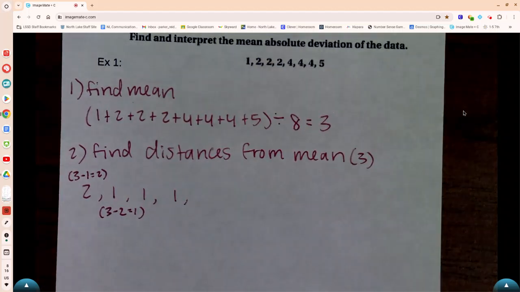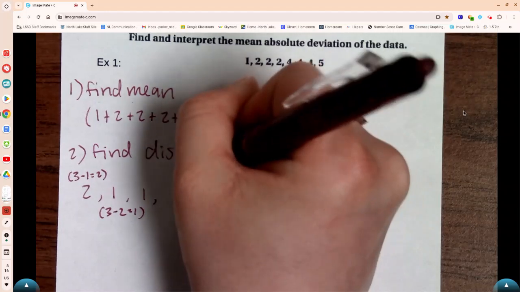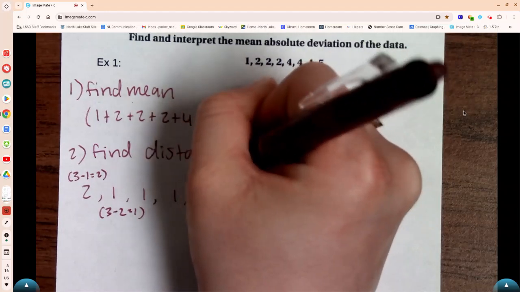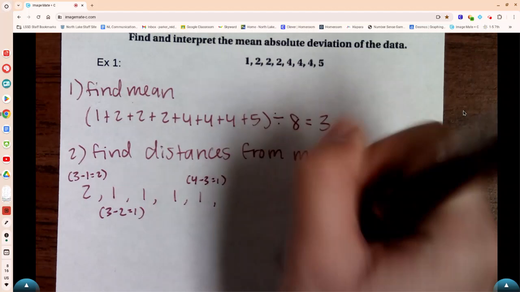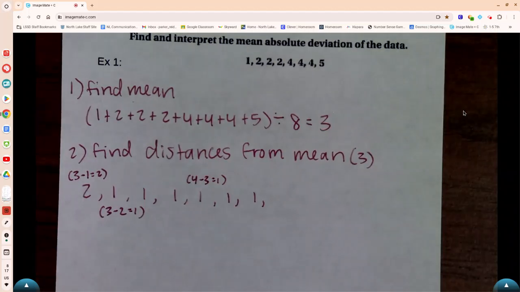My next value is a 4. How far away is 4 from the mean? From our mean? Aubrey? 1 away because if our mean is 3, 4 is 1 away. So 1 again, and that's because if we subtract those, they have a difference of 1. And there's 4 2 more times. So I'm going to write down 1 2 more times. And then my last value is a 5. How far away is 5 from our mean?